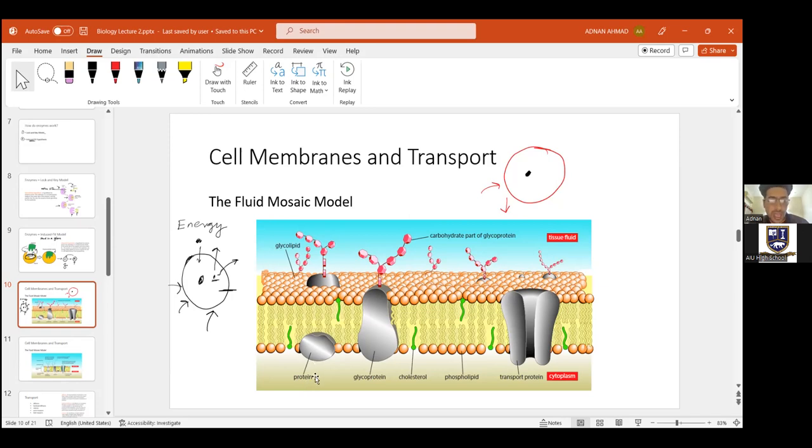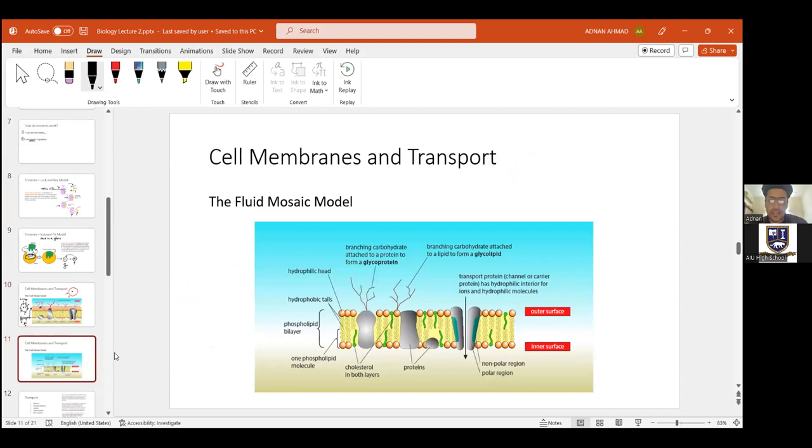And you can see that we have a protein molecule here, a glycoprotein here, cholesterol, phospholipid, and a transport protein here. So this is the basic structure of a cell membrane. And this layer is called a lipid bilayer. Bi means two, and the same meaning applies to di, which also means two. So this is called a bilayer. This is the first layer, and this one is the second layer. Let's proceed and look a bit more at the structure.